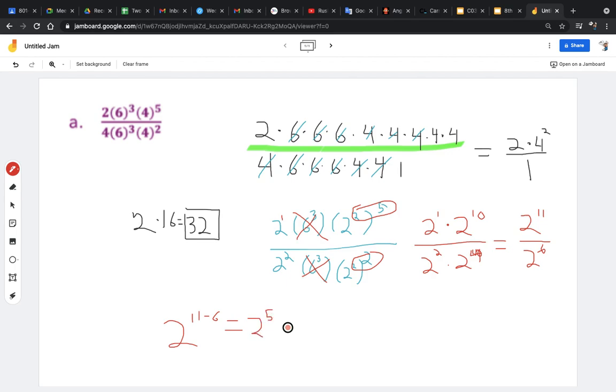2 to the 5th is 2, 4, 8, 16, 32. The answer was 2 to the 5th or 32. I accept either answer. I will accept 2 to the 5th. I will accept 32.